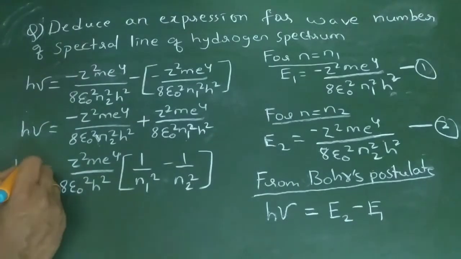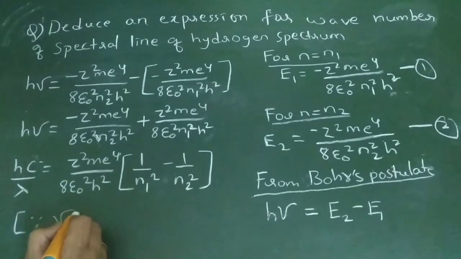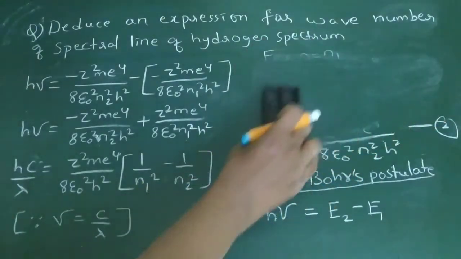I can write mu as c by lambda, because we know that mu is equal to c by lambda. Are you getting that? I believe you have understood till here. Okay, now from this I am going to rub these things.